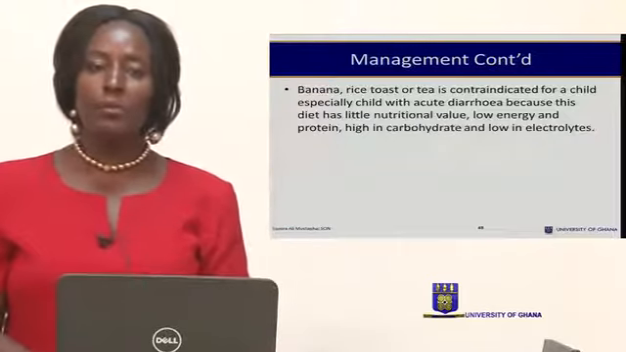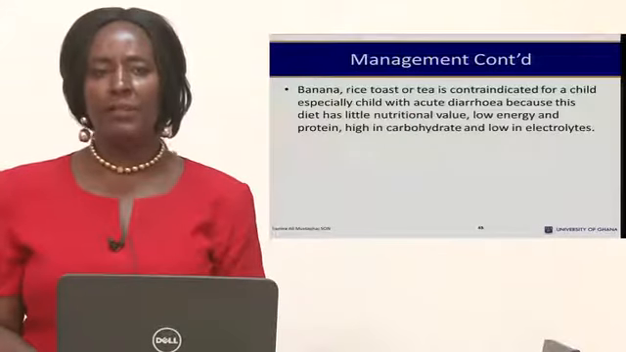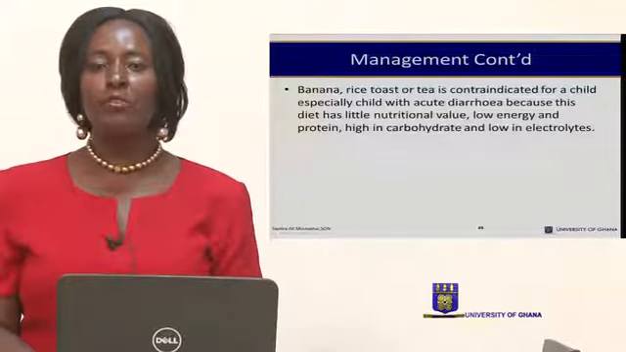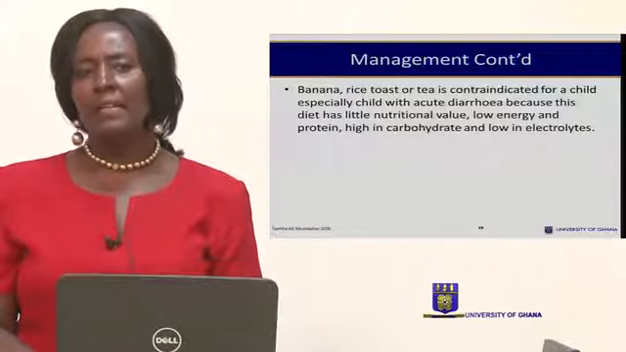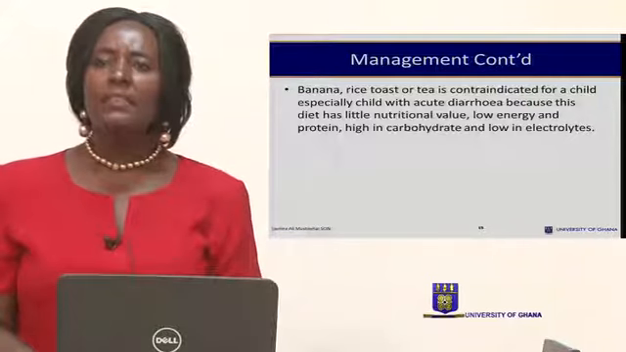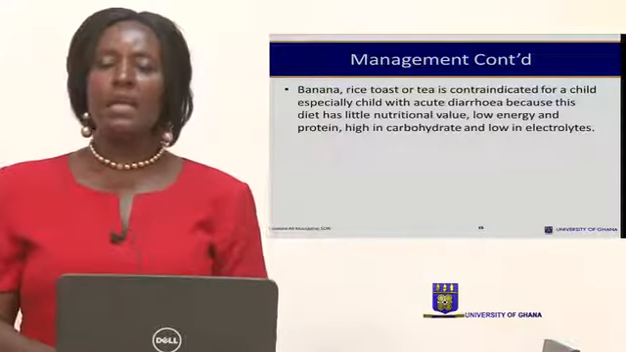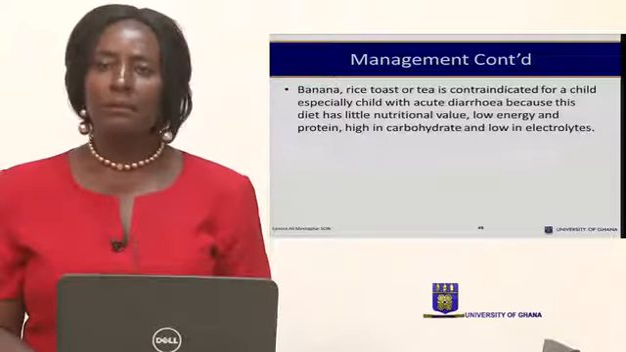Banana, rice, toast, or tea is contraindicated for a child, especially a child with acute diarrhea, because this diet has little nutritional value, low energy and protein, and is high in carbohydrates and low in electrolytes. All we are emphasizing is that when we have diarrhea and vomiting and all the other conditions that promote fluid loss and electrolyte imbalances, oral rehydration is the most preferred.